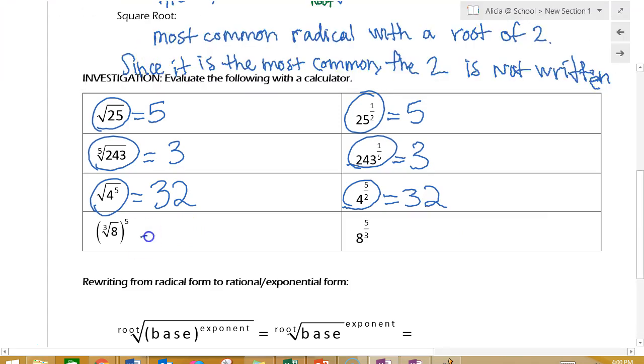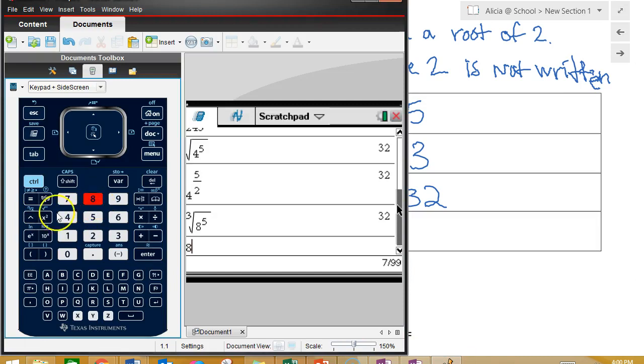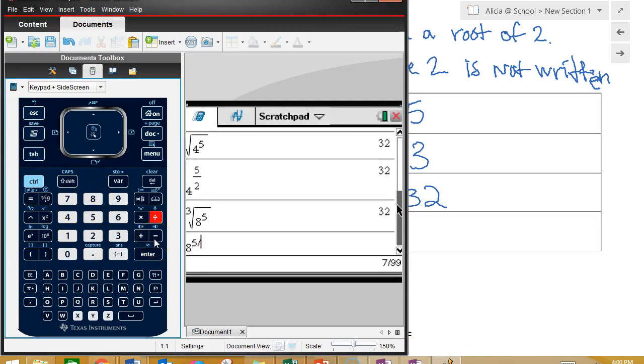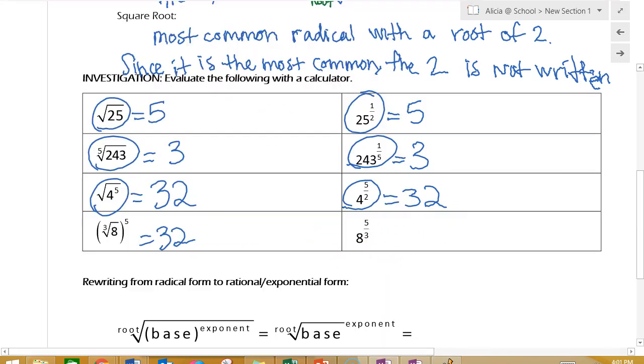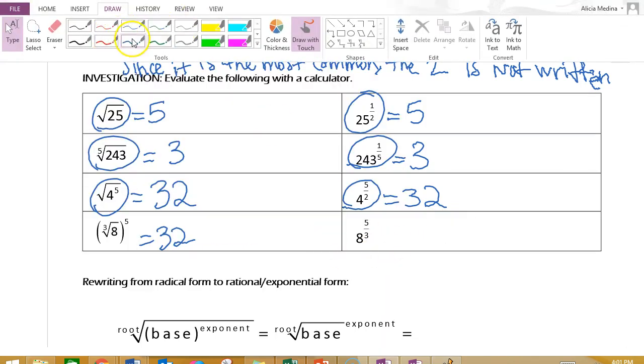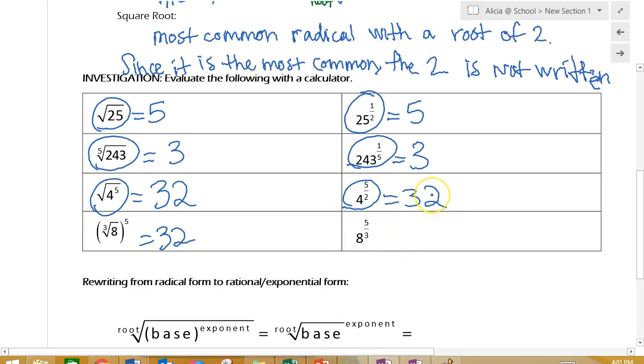And last but not least, 8 raised to the 5/3 power. So 8 raised to the 5/3 power is also 32. So hopefully you kind of start seeing a pattern of what we had as a radical and what we have as a rational exponent. Remember that rational is just a base that has some type of fraction as an exponent, right?